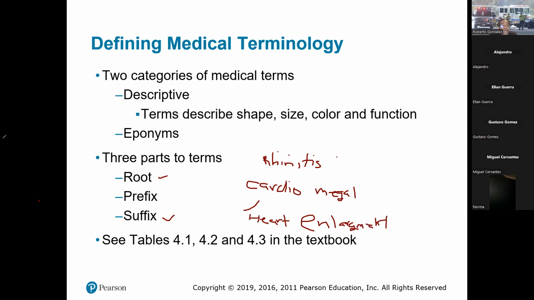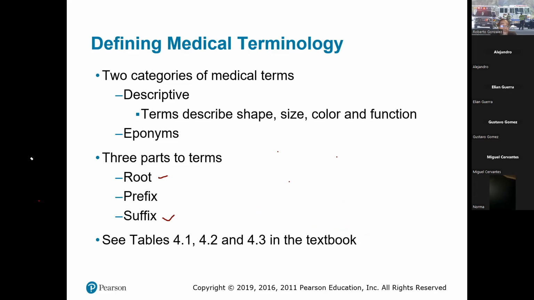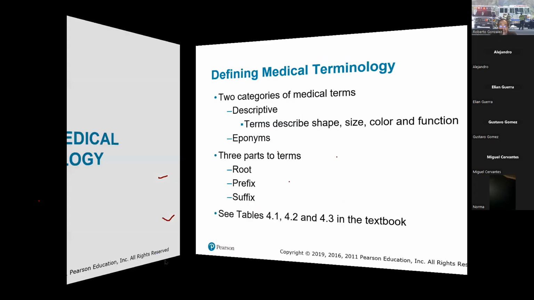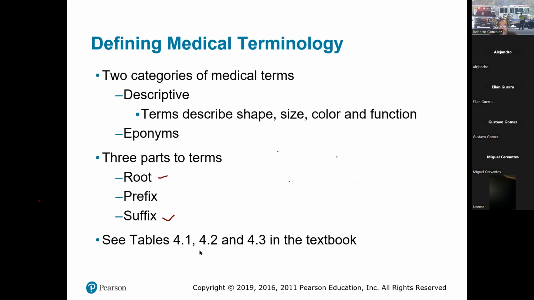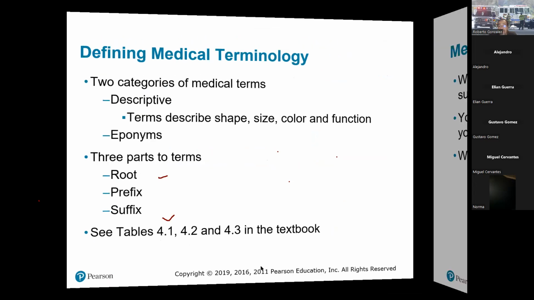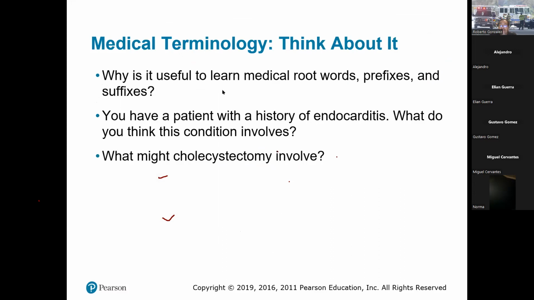So basically, we do have to memorize some of these words for the simple reason that we don't make these things up. Now, we also have abbreviations for a lot of these, but we're not going to get into the abbreviations. There's a list of words in tables 4.1, 4.2, and 4.3 in your textbook. Okay, so now something to think about: why is it useful to learn medical root words, prefixes, and suffixes? Well, because that's the way all medical personnel talk. So you'll be able to communicate with them.